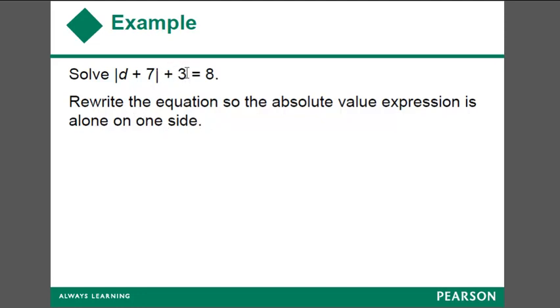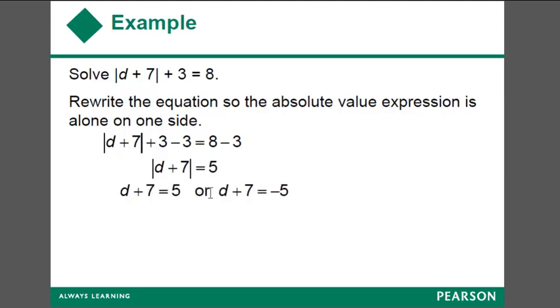How I do that is I'm going to subtract this 3 from both sides and get the absolute value of d plus 7 is equal to 5. After I have the absolute value alone on one side, that is when I separate it into d plus 7 is equal to a positive 5 or d plus 7 is equal to a negative 5. Now I can solve. I subtract 7 from both sides and I get d is equal to negative 2 or d is equal to negative 12, because I subtracted 7 here as well.